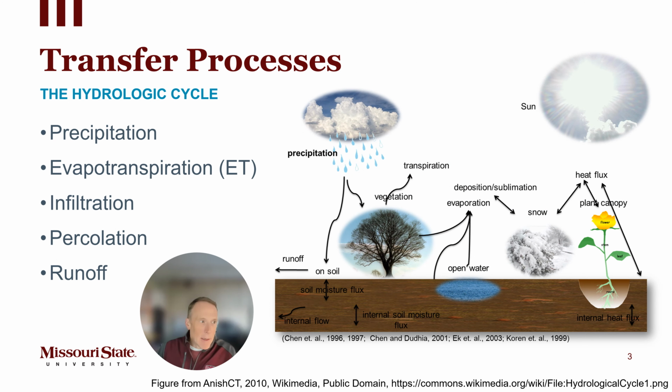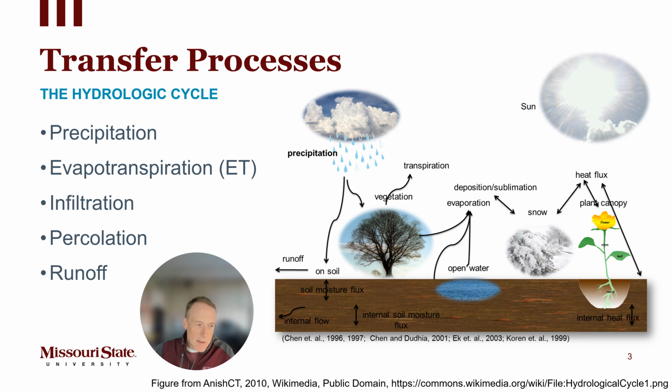Let's talk a little bit about these transfer processes. This is not an exhaustive list, but these are some of the main important ones. Precipitation. I'm sure you know what that is, and we use the word precip because it could be rain, it could be snow, it could be sleet, any form of water falling out of the sky.